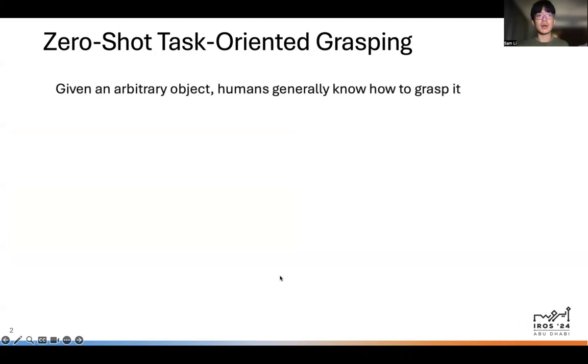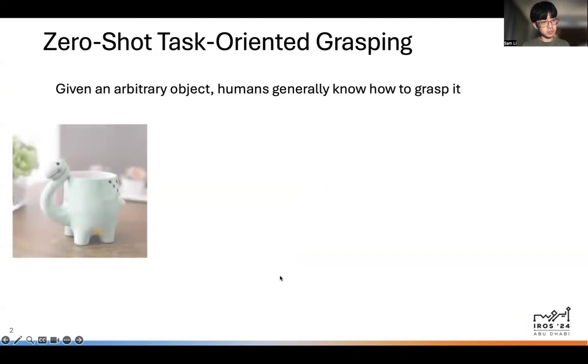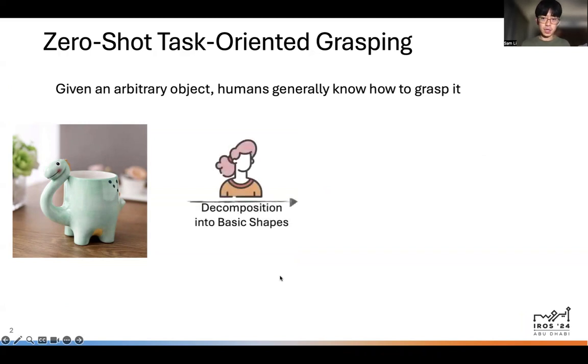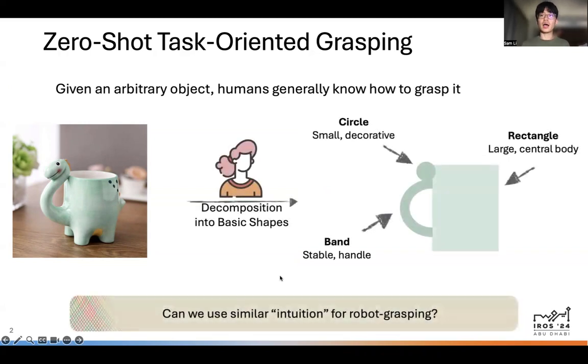Let's think about how humans might be able to do this. Given an arbitrary object, humans generally know how to grasp it. For example, chances are you haven't seen or interacted with this exact dinosaur mug instance before. But as humans, by knowing it's a mug, we can reason over this novel instance and confidently manipulate it in various ways. One line of reasoning we may use for this task is to break the object into parts and interpret and understand them as shapes or other high-level symbolic representations with associated qualities for part-level reasoning. We would like to use a similar idea or intuition for robot grasping.